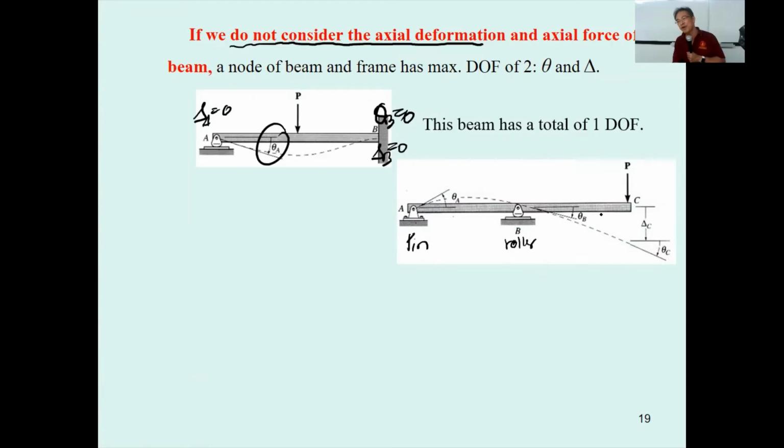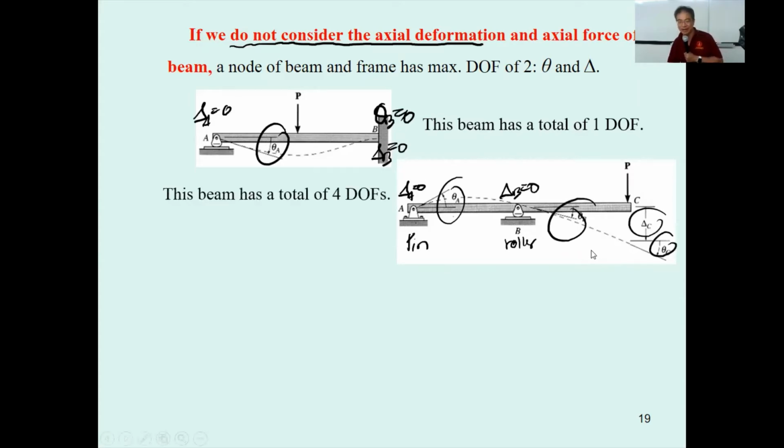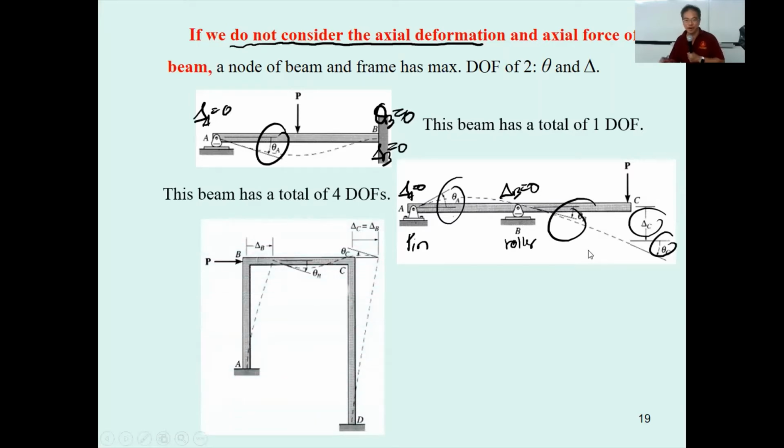This problem is going to have a lot of degrees of freedom. The delta sub A is 0, you have zeta sub A. The delta sub B is 0, you still have zeta sub B. Over here you have both. So this has 4 degrees of indeterminacy. Okay. For the frame.